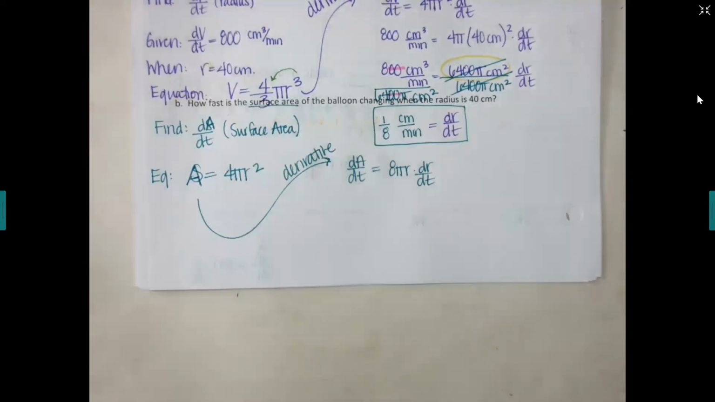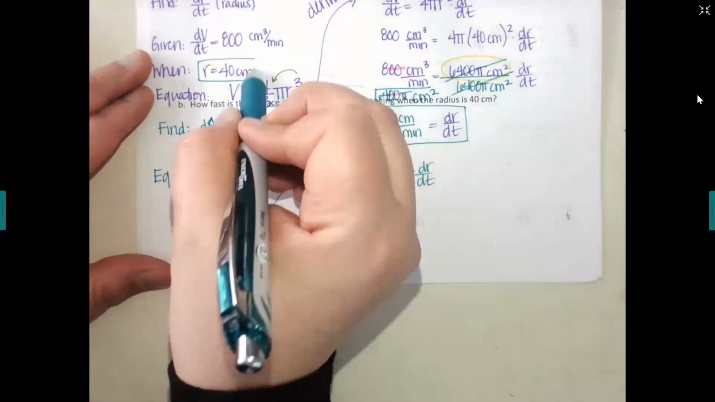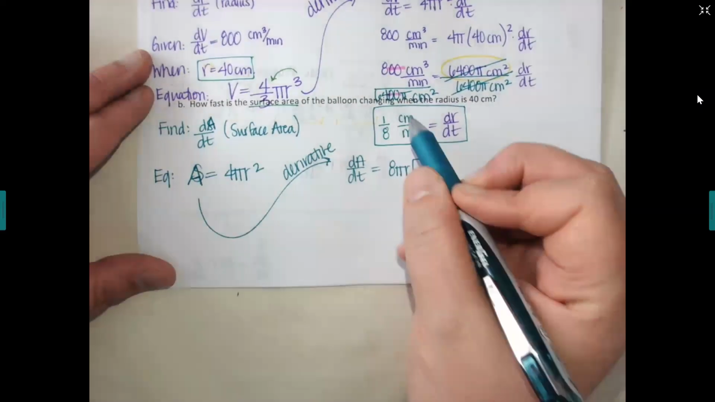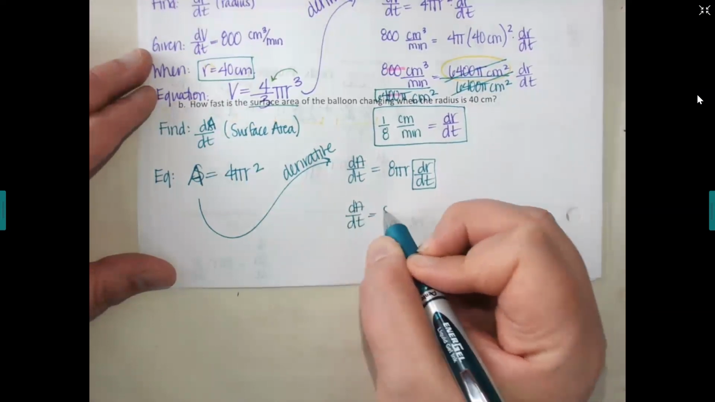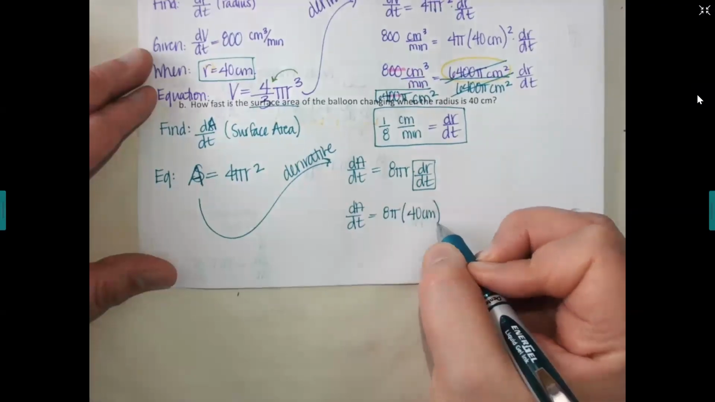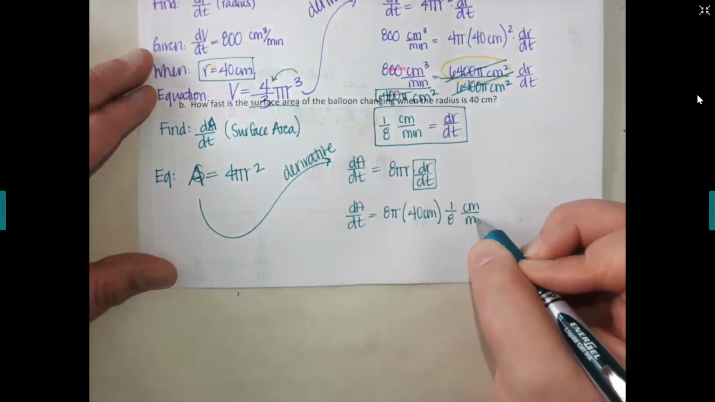And then from here, we're just plugging stuff in, but now we know our radius. What's our value for our radius? 40. And then what's our value for our dr dt? We just found it. 1/8. So it'll be dA dt equals 8 pi. My r is 40 centimeters. My dr dt is 1/8 centimeters per minute.